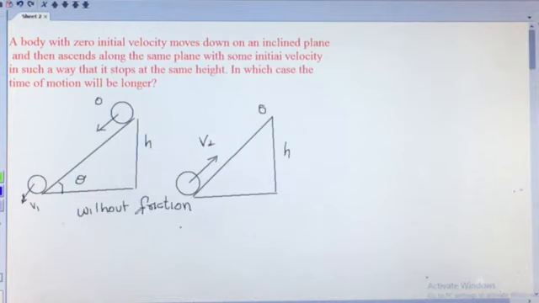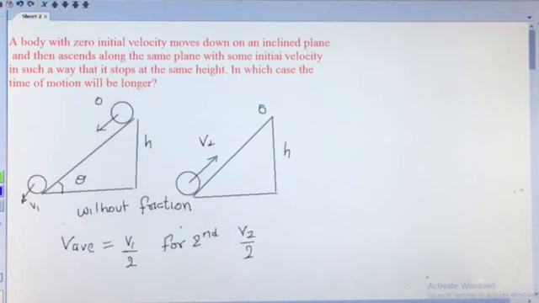When body moves with constant acceleration, then average velocity is written as initial velocity plus final velocity divided by 2. So average velocity for downward motion is v1 plus 0, that will be v1 by 2, and average velocity for upward motion for second case will be v2 by 2.